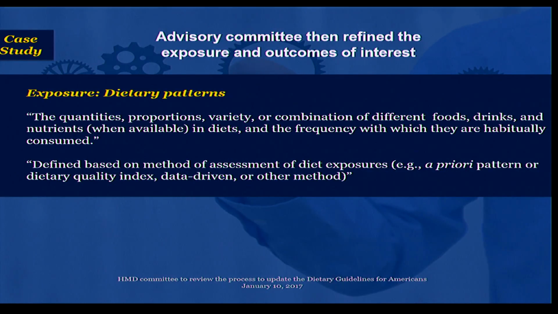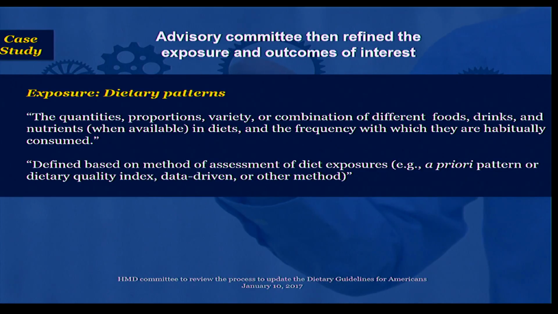Once they had done that, the advisory committee, subcommittees, and working groups continued to meet, and they refined their exposure and outcomes of interest. When we're looking at the exposure of dietary patterns, as I think everyone knows, this can be a really complex intervention, involving many different aspects of how people eat: what, when, how, how much, and where. It can also include some different aspects of lifestyle.